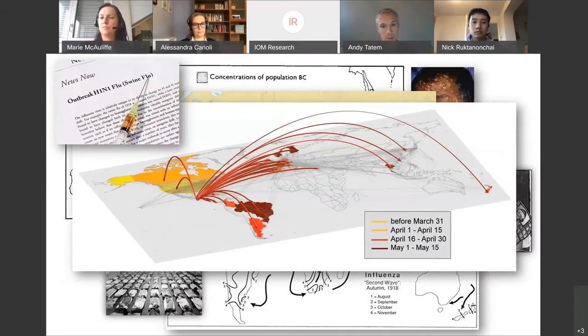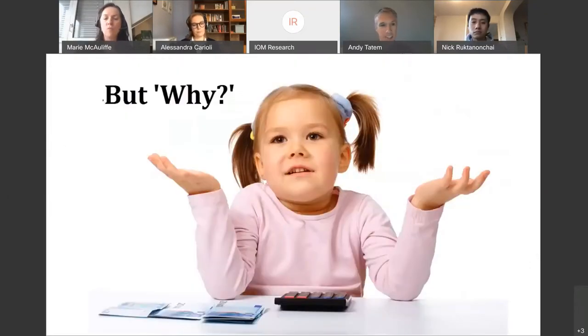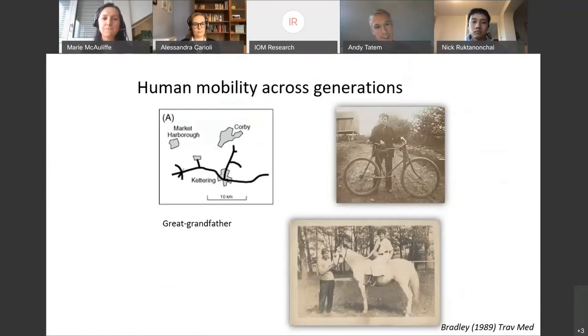And of course, what we're experiencing now is a disease that arose in China and is now in all countries of the world and actually made it there in more like a matter of days and weeks. So we're seeing this acceleration, and the question that I get all the time from my kids every day is, why? One component is changing human mobility.